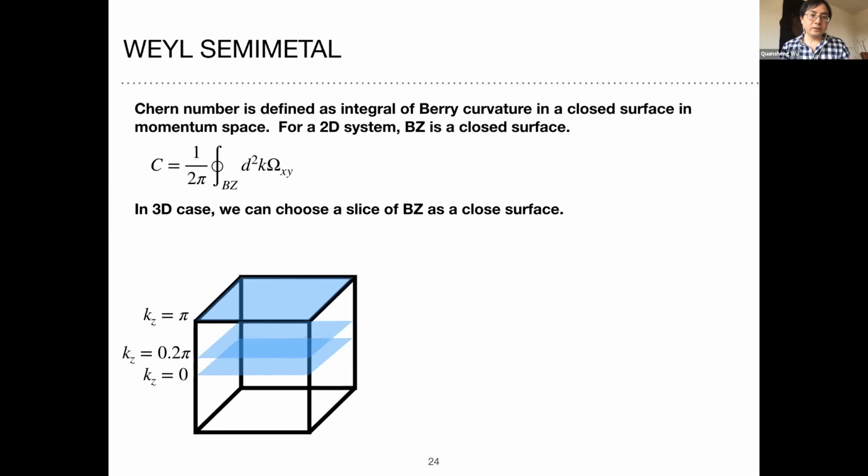The next example is the Weyl semimetal. We know that the Chern number is defined as the integral of the Berry curvature over a closed surface in momentum space. So in a 2D system, the Brillouin zone is closed, and this Chern number is a two-dimensional property. In the 3D case, we have a 3D Brillouin zone, but in the 3D system we can still define this Chern number. For example, you can select a closed slice here. This is a Brillouin zone, so this is closed. So we can also calculate the Chern number for this case.